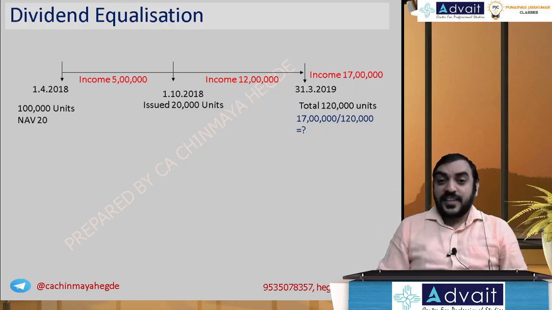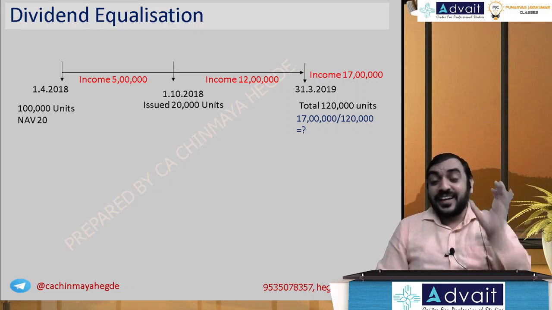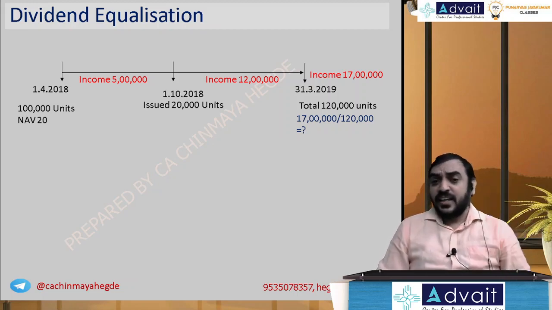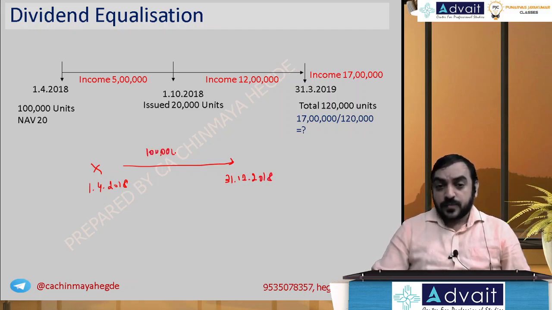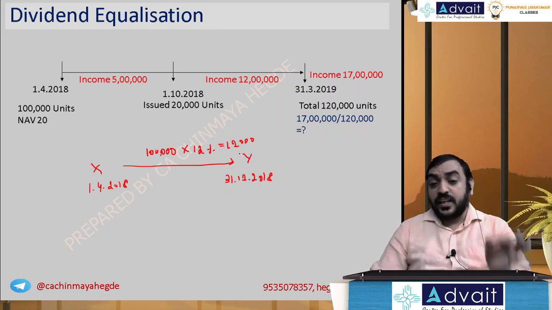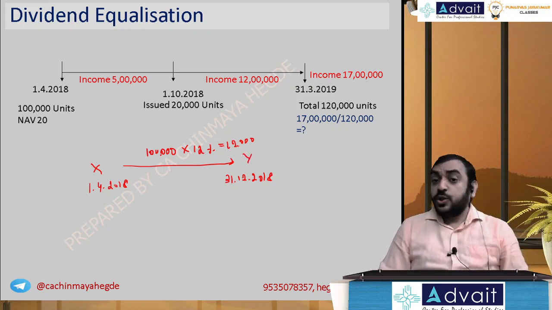A similar concept was there in bonds, in investments in your IPCC, called ex-interest and cum-interest. Let me quickly revise that one. Let's say Mr. X purchased on 1/4/2018. He is a bondholder for, let's say, 9 months, that is till 31st of December 2018. Let's say the bond is 1 lakh and the rate of interest is 12%. So annual income is 12,000. Mr. X transferred to Y on 31st December 2018. He became the new bondholder.